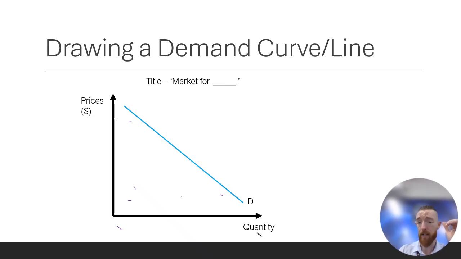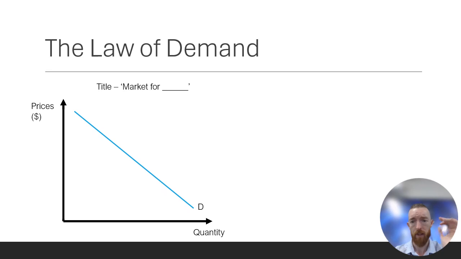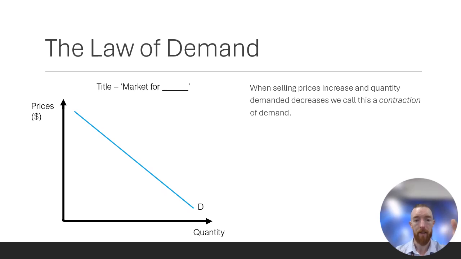So we can also have a title in here sometimes. When you get assessed, there is no mark for the title, so don't stress about it too much, but it's the market for whatever good or service is being sold. So with this demand curve, it tells us a lot of things. We just talked about a little bit of them. But when selling prices increase, quantity demanded decreases. Like our law of demand we talked about before, we refer to this as a contraction in demand.